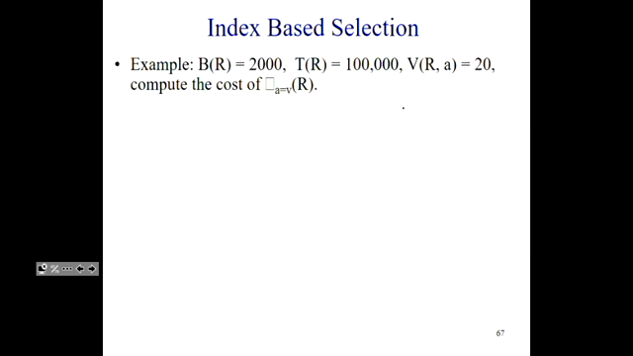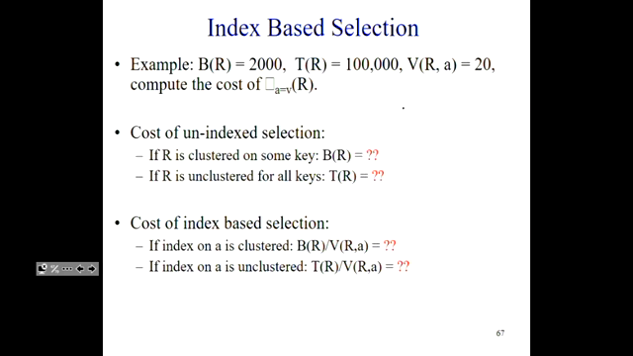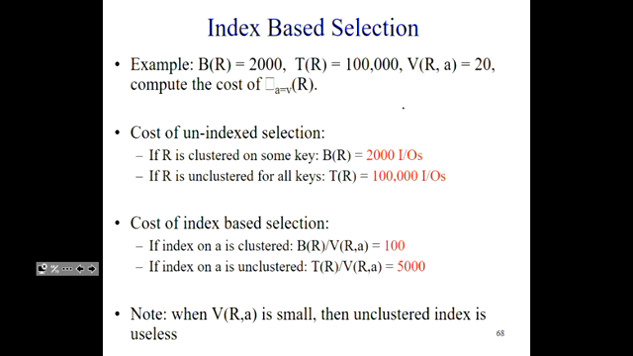Now let's try to work through the math here once again. So I have a slightly more elaborate example. Let's say B of R is 2,000, T of R is 100,000, V of R, A is 20. The cost of an unindexed selection: if I was not using an index, if R is clustered on some key, then the cost is 2,000 IOs, this is just the number of blocks. If R is unclustered for all keys, then the cost is T of R, the number of tuples, so this is 100,000 IOs.